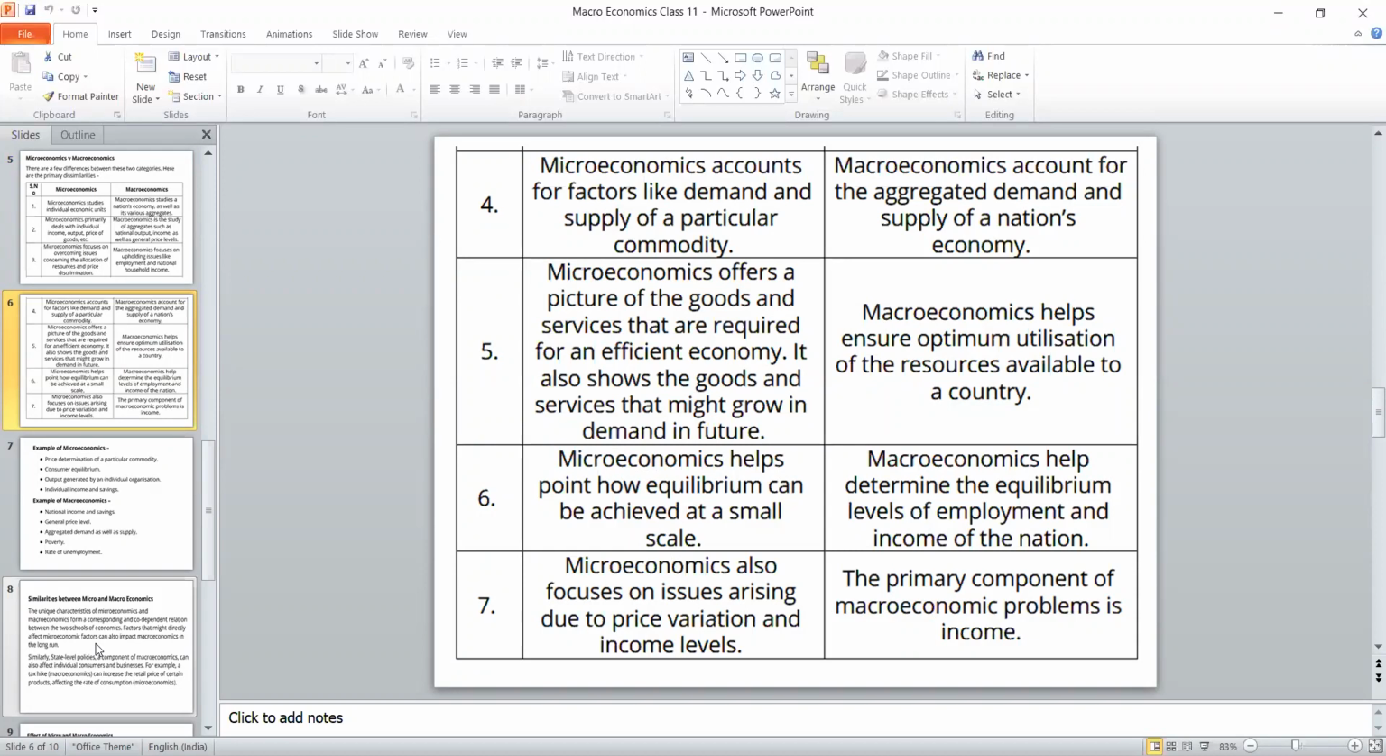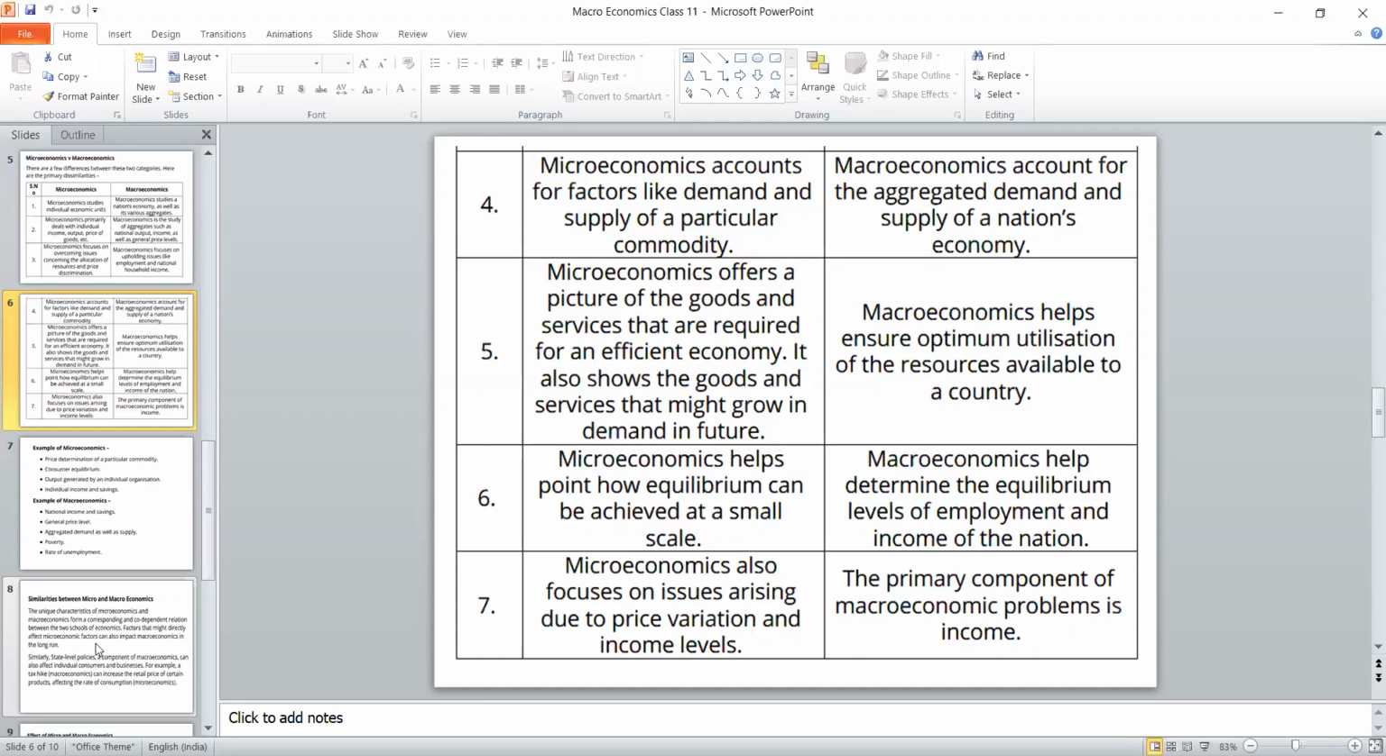So micro means it is a very easy process. It's short in nature. But in macro, aggregate demand and aggregate supply are involved, and that should be conducted at a national level. So it will take a long time.